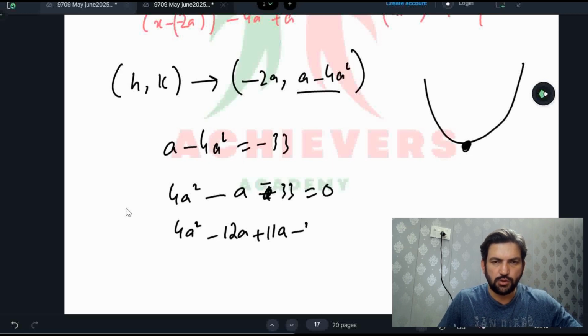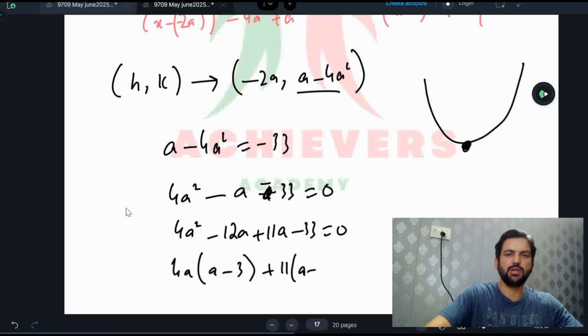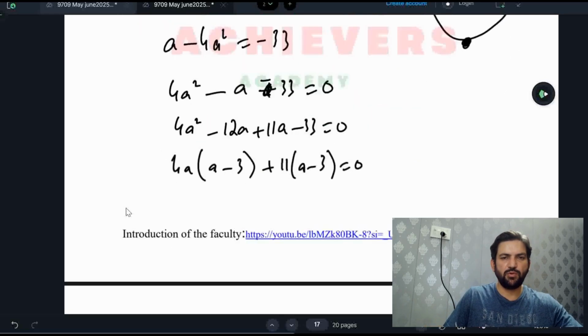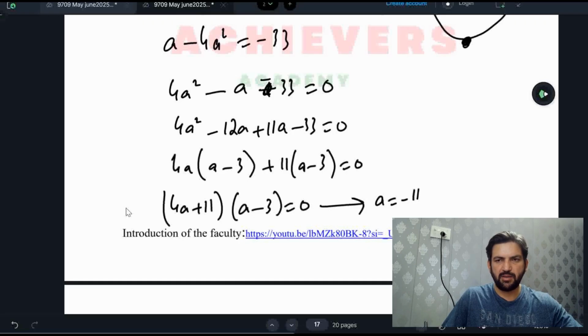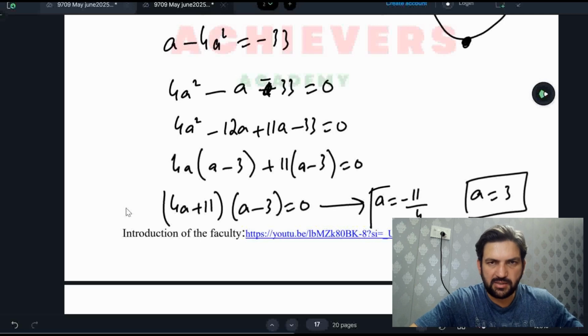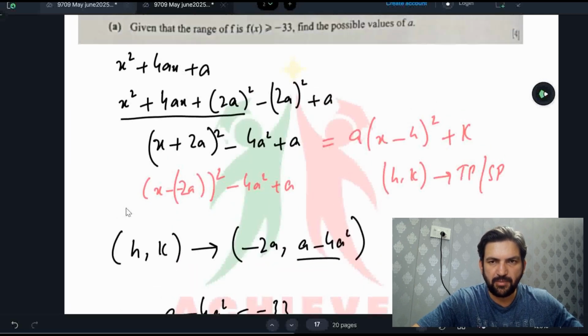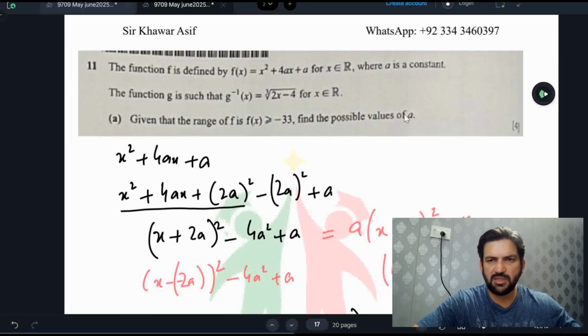is equal to 0. So take 4a as common. So 4a as common, a minus 3 plus 11 as common. So a minus 3 is equal to 0. And then from here we can say 4a plus 11 into a minus 3 is equal to 0. And we can write it as a is equal to minus 11 by 4 and a is equal to 3. These two answers will be the final answer, but let's have a look at the values of a. So a is a constant. It means that we can mention both of the answers.